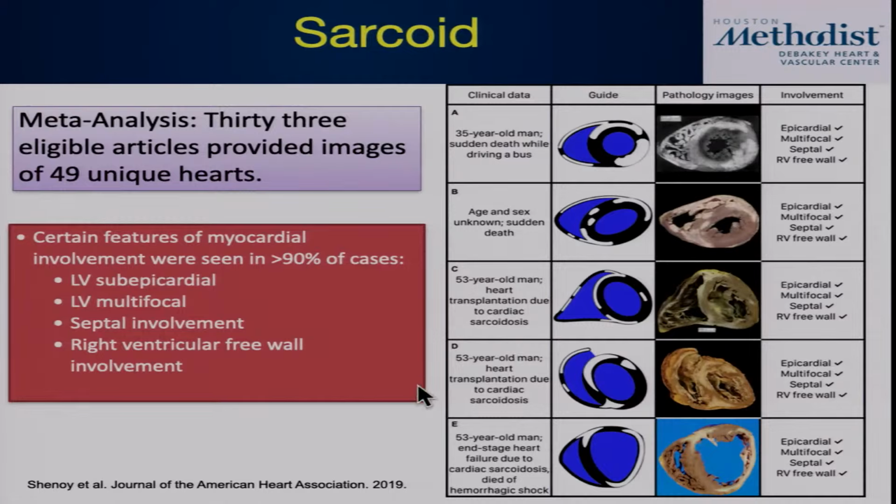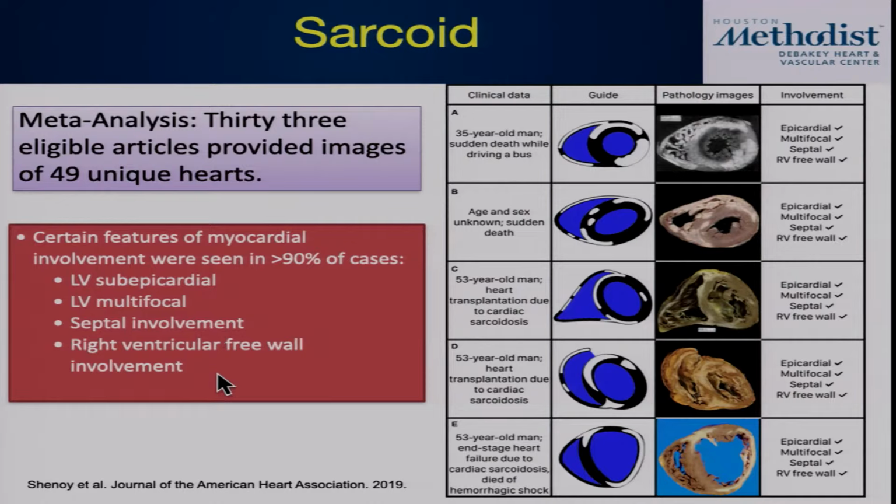This is a very interesting study by somebody out of the University of Minnesota, where they did a meta-analysis of all the published literature of patients with sarcoidosis where there's autopsy, where there are pictures of the autopsy heart, and they looked at where the locations of the myocardial damage are based on autopsy. What they found in greater than 90% of cases was that it was subepicardial, so basically sparing the endocardial layer, multifocal in the LV, typically involved the interventricular septum, and frequently involved the right ventricular free wall.